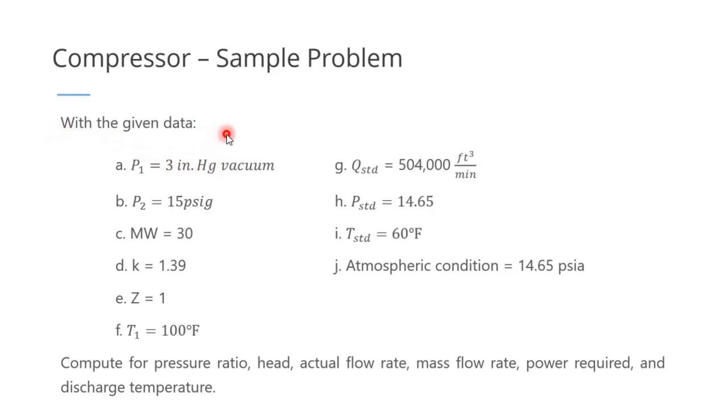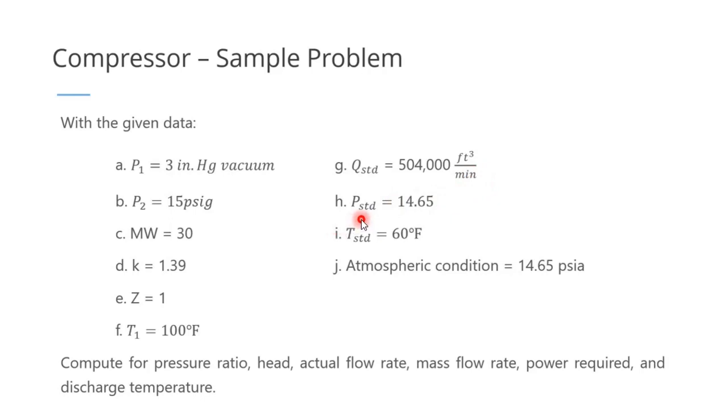So, with the given data, P1 is equal to 3 inches mercury vacuum. So, kailangan natin itong subtract sa atmospheric pressure to convert into absolute. P2, the discharge, is 15 psig. So, gauge ito. So, we need to add 14.7 psi. Molecular weight for air is 30. K for air is 1.39. Compressibility is 1. Inlet temperature is 100 degree Fahrenheit. Also, the standard flow rate of 504,000 cubic feet per minute.